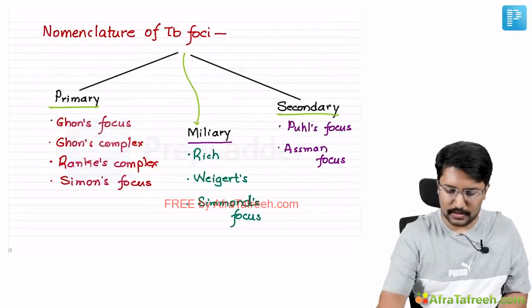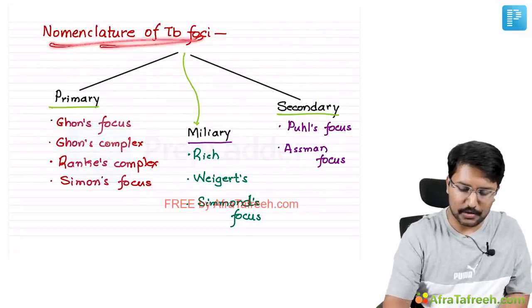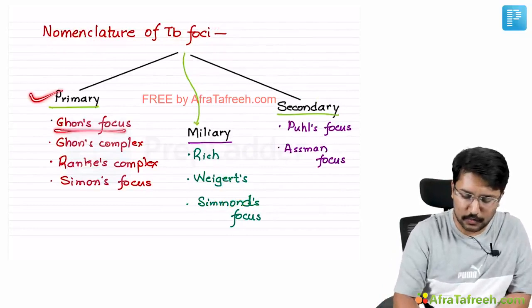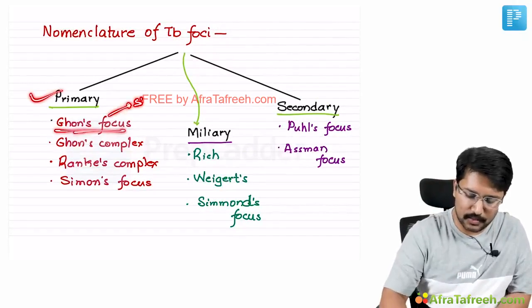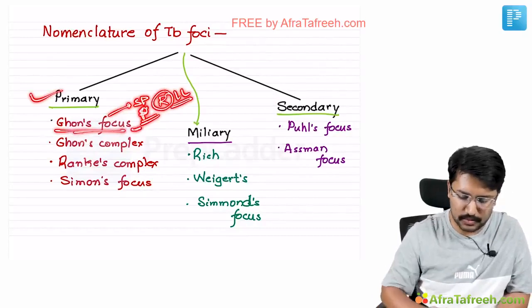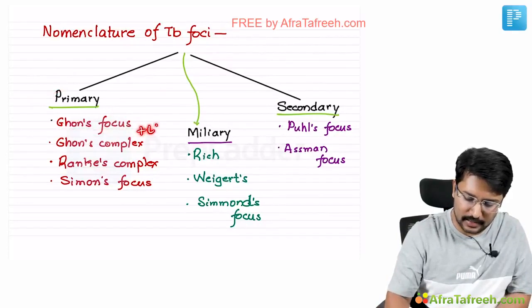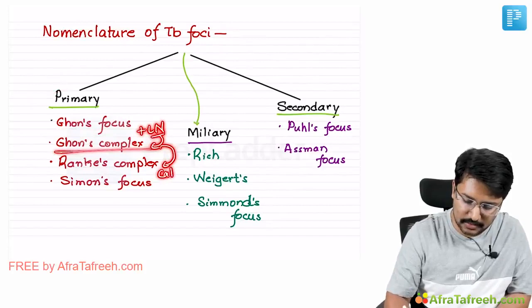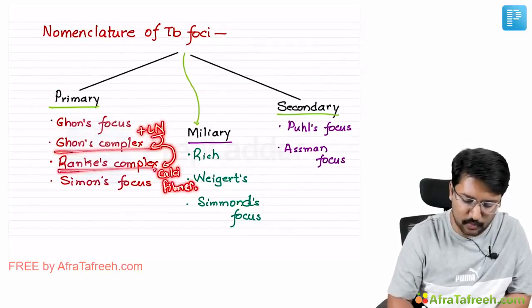Okay, so here is the list of important nomenclature or eponyms of TB foci that I want you to remember. Primary we have already addressed. Ghon's focus, where is it present? It is a subpleural parenchymal lesion, mostly present in the right lower lobe, right? That's the primary focus. When you add hilar lymph nodes to it, it becomes Ghon's complex, and when that heals with calcification and fibrosis, that becomes our Ranke's complex, right?